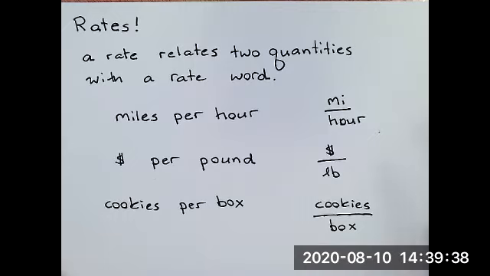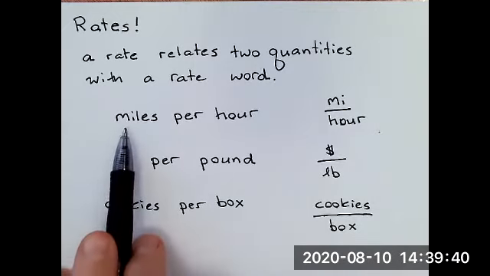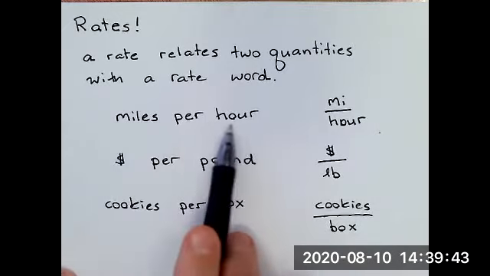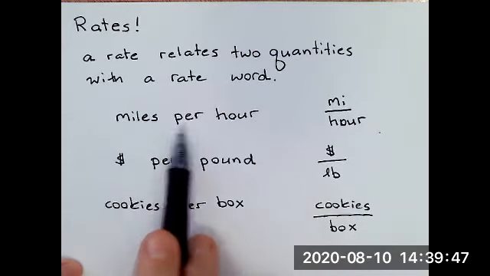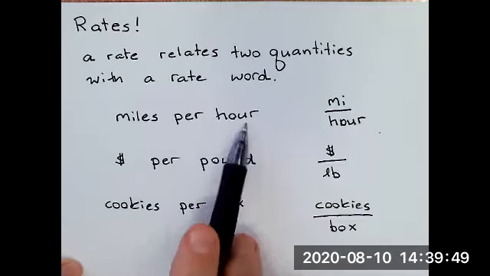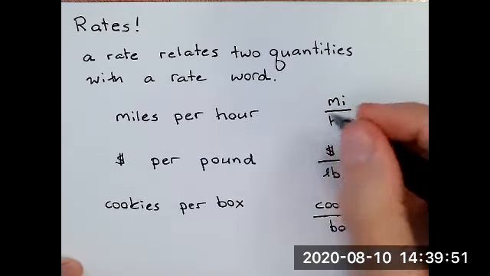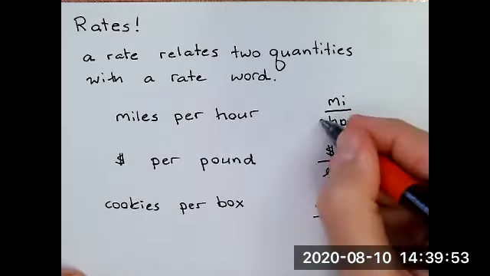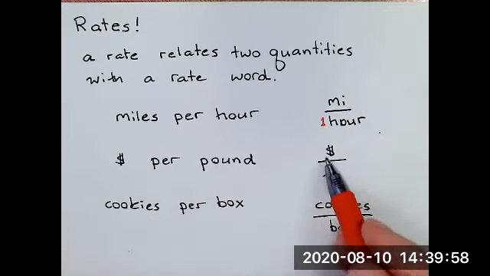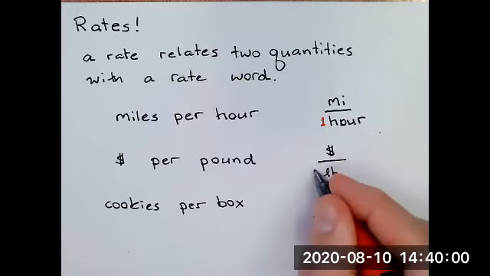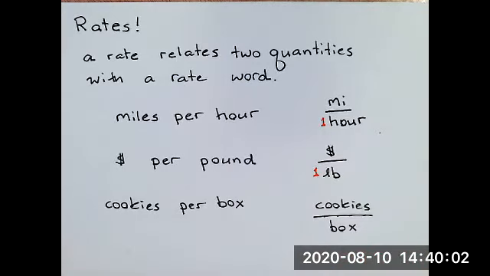When you write a rate, you might notice this is a plural and this is a singular. So this is the number of miles that you drove in 1 hour. So that's miles per 1 hour. The dollars per pound is the number of dollars you spend on 1 pound. Cookies per box is the number of cookies in 1 box.